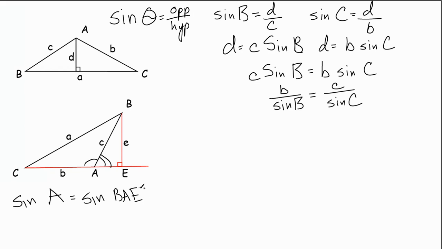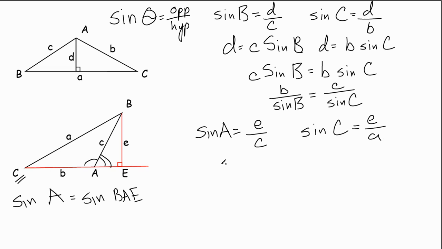Okay. So with that in mind, I can now set up two more equations. My sine of A, so if this angle is the same as the sine of this angle here with the two arcs, that's going to be equal to E, which is my altitude of my second triangle, over C, which turns out to be the hypotenuse of that smaller right triangle. Similarly, if I take angle C over here, my sine's going to be E over A.